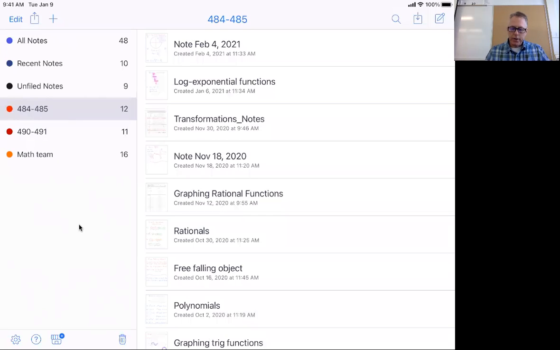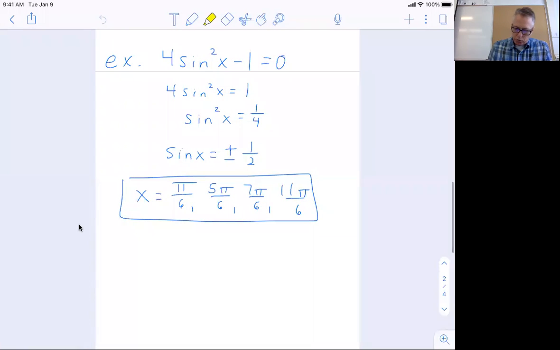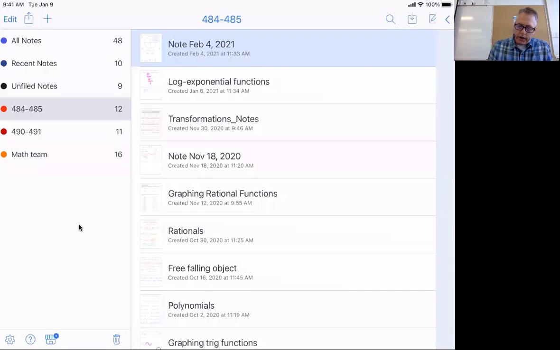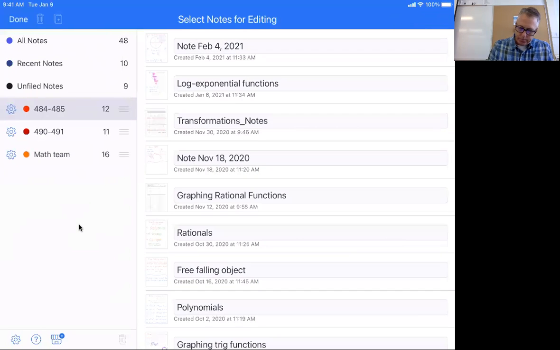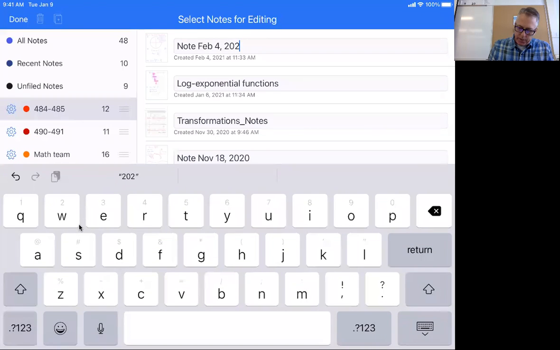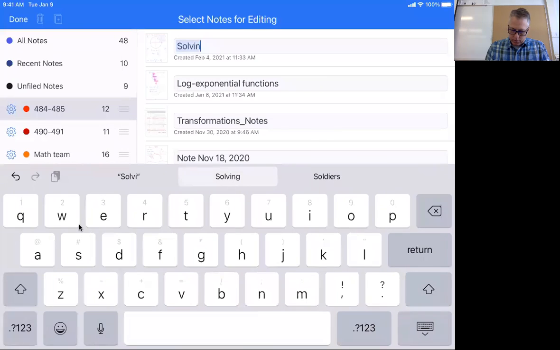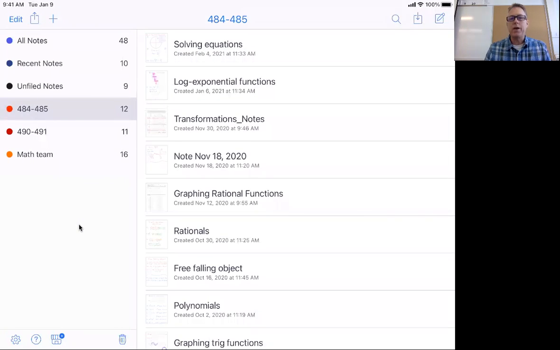In our notes, I'm going to add on to the notes that we did from our last class, which were these trig equations. I'm going to actually rename this, and I'm going to rename it to solving equations. And you probably should do the same thing because eventually we will take a quiz over this specific document.